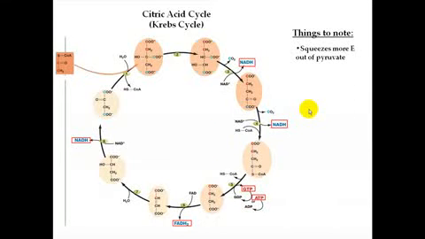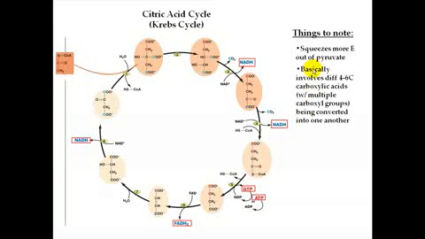Another thing to note about the citric acid cycle is that it basically involves different 4 to 6 carbon carboxylic acids, and they're carboxylic acids with multiple carboxyl groups that are converted into one another. And so what we're saying is that all of these molecules that are produced during the citric acid cycle, they all have anywhere from 4 to 6 carbons in them, and they all have multiple carboxyl groups.